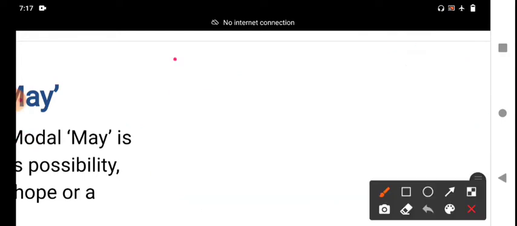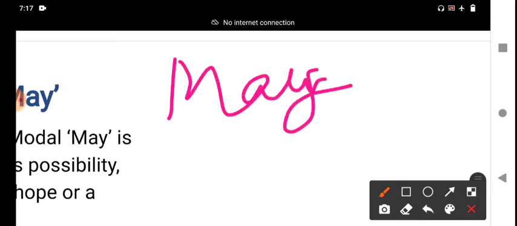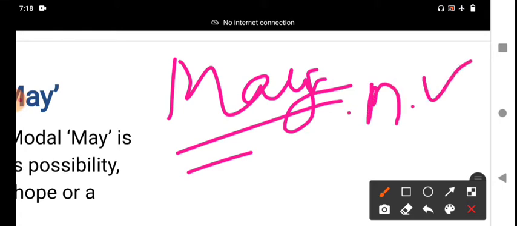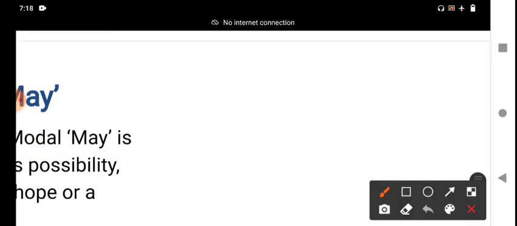And in today's class, first we will discuss May, M-A-Y, May. May is already a noun, one of the months. Names of the months: January, February, March, April, May. It is a noun form. That is entirely different, but it also comes under the modal verbs. As a modal verb, what is the function of may?